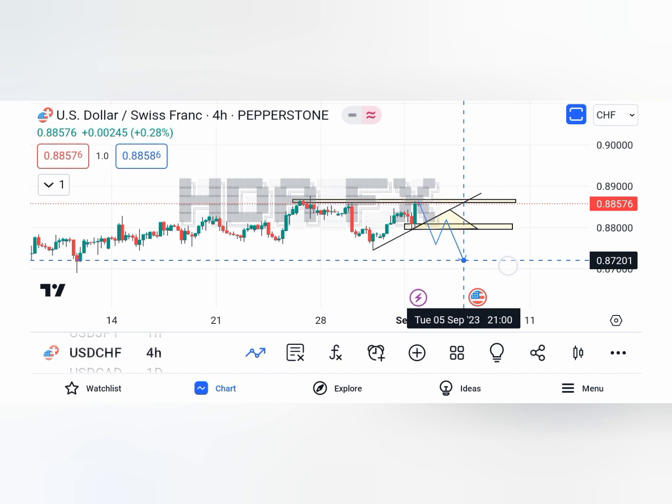So like I said, anything can happen in the market, but my whole bias is bullish. I'm bullish on USD CHF, but if otherwise happens, this is what I want to see on USD CHF. So this is my analysis on USD CHF.